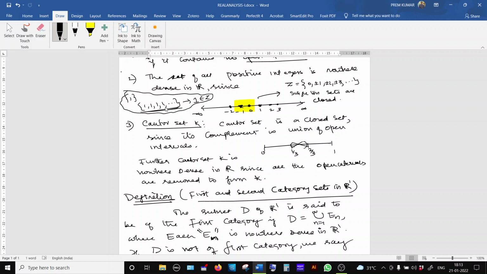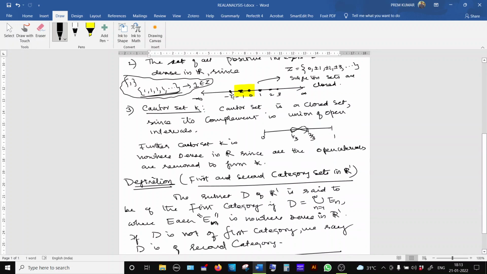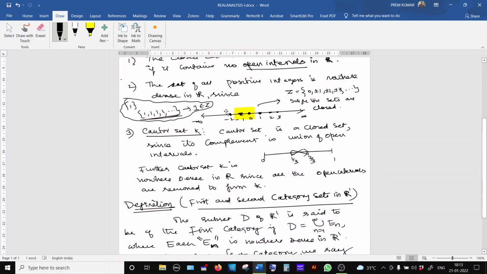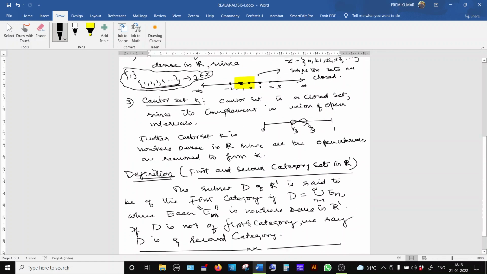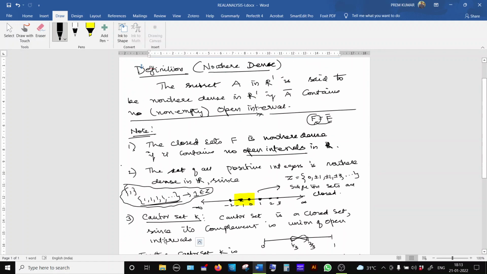This kind of repeated sequence is the only kind available in Z. So Z is closed, as well as nowhere dense, because it cannot contain an open interval. It definitely cannot contain an open interval. So these are the two important results.